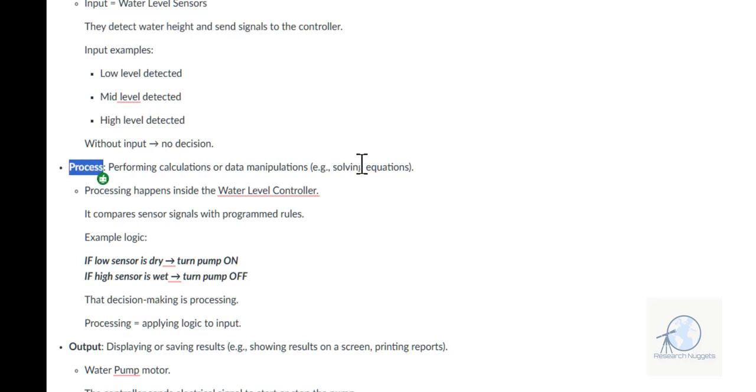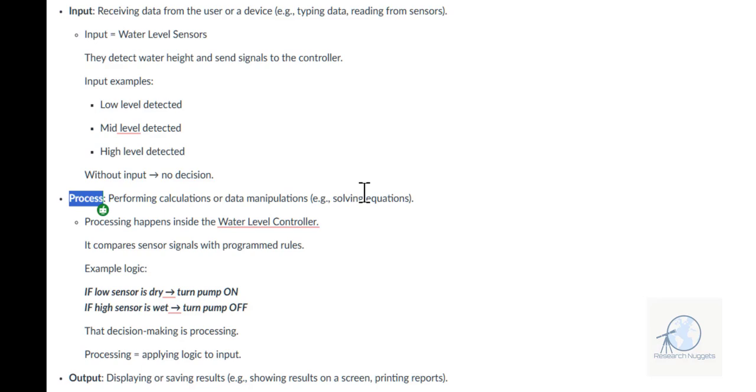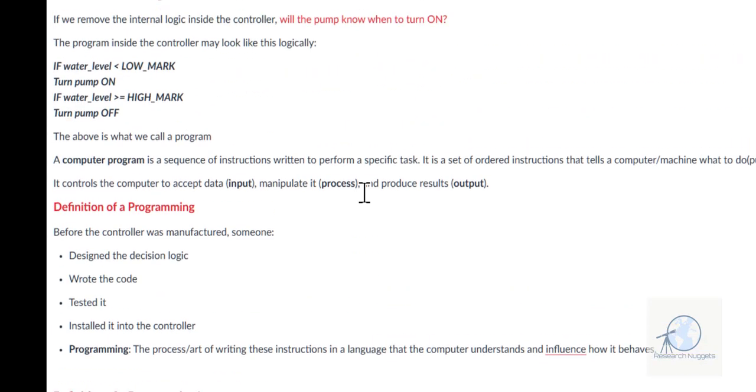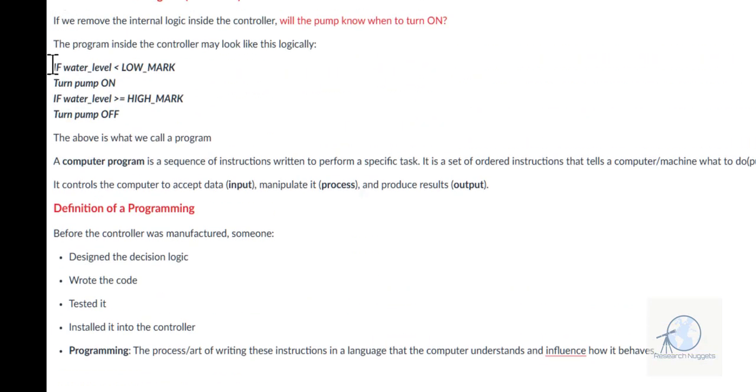Now, processing is where calculations or manipulation is undertaken, or translation of those inputs into certain outputs. So the processing is going to happen in the water level controller. And the processing happens on the basis of what? Remember, there are instructions that we have pushed inside our controller that the pump should be turned on when our water level is less than the low mark provided, and then the pump should be turned off if the water levels go beyond the high mark.